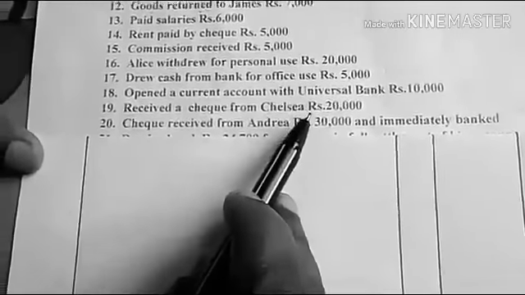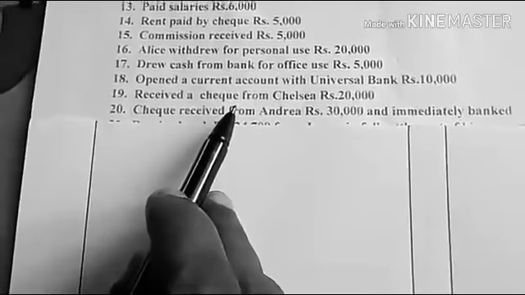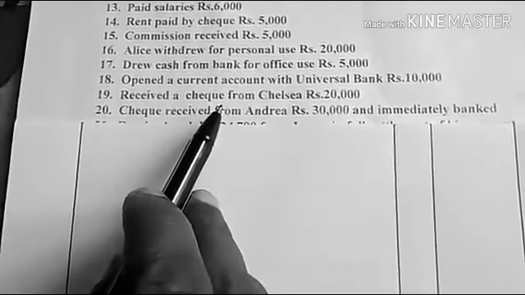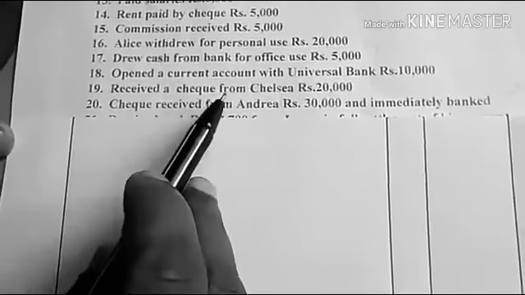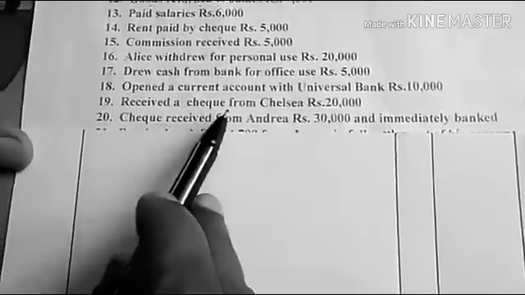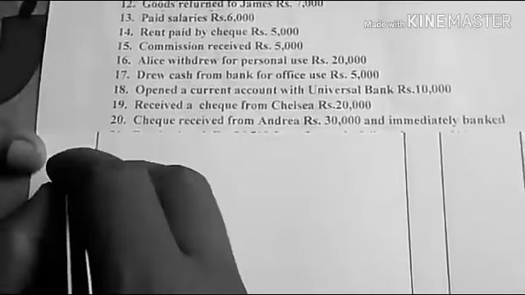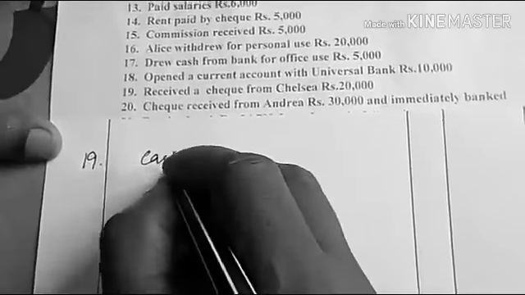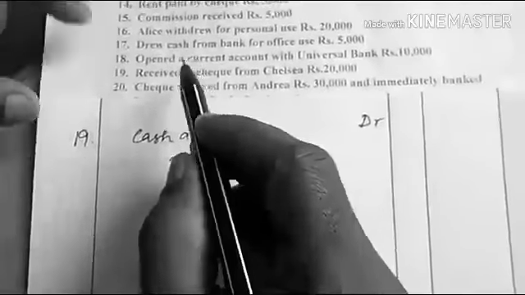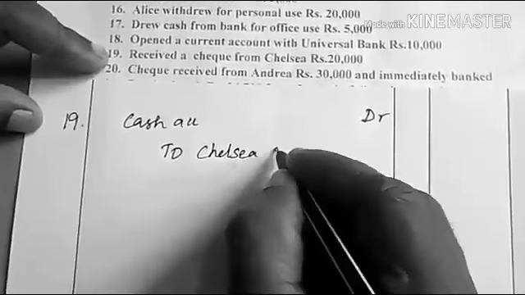Received a check from Celsia. See, on behalf of the company, the banker will make all payments and the banker will receive amount from our customer. So when you receive any check from any customer, treat it as cash. So received a check from Celsia, no, treat it as cash received. So what is the entry for this transaction? Cash account debit to, from whom you have received a check? From Celsia, to Celsia account.